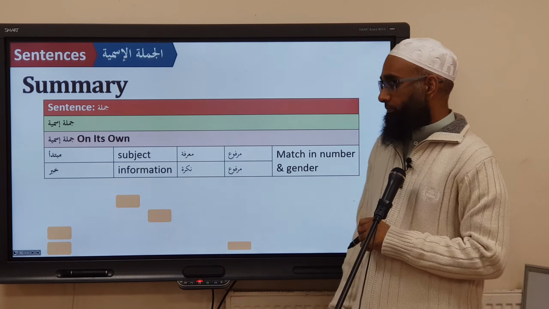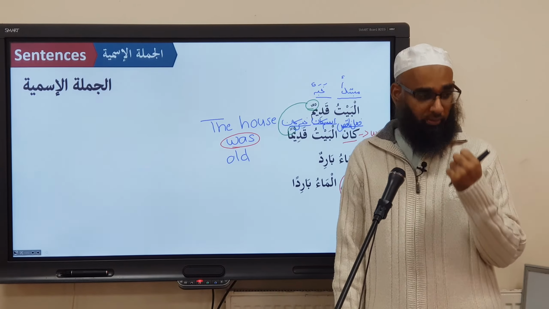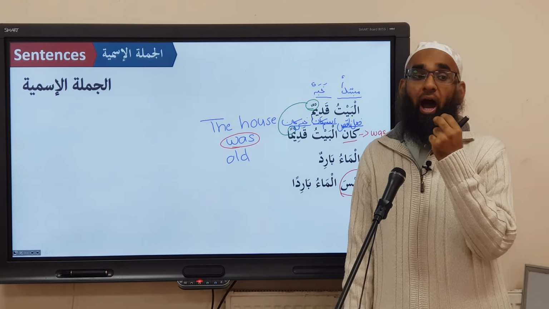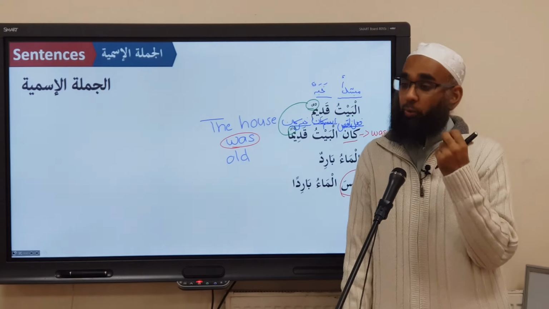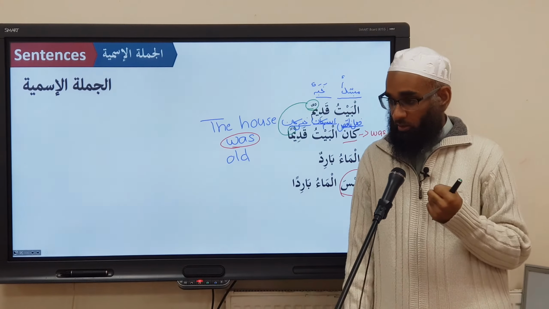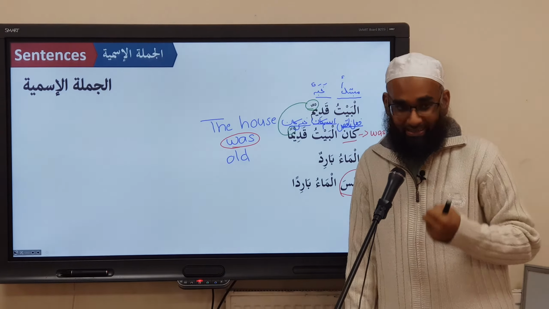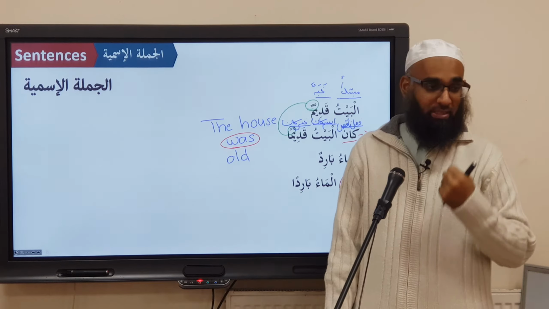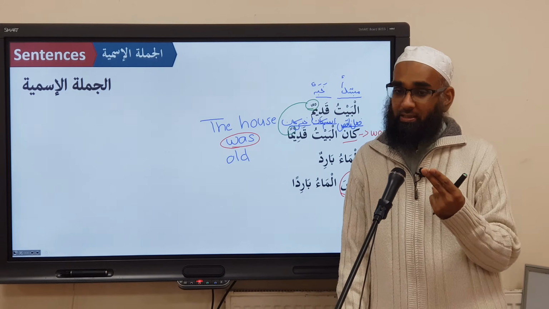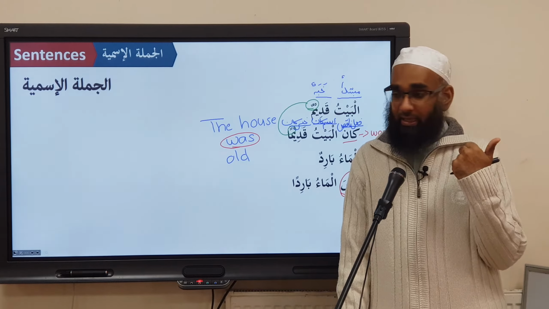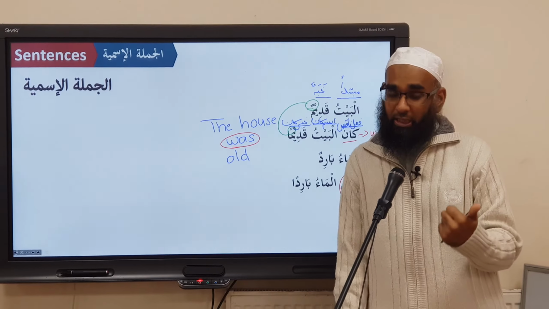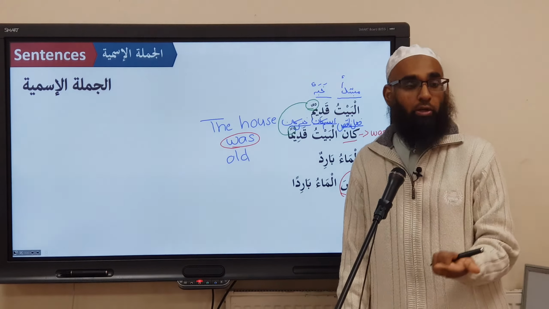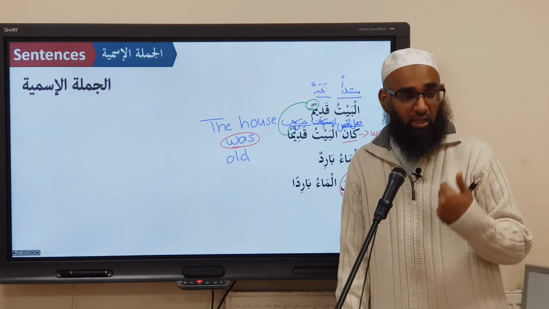So what have we done? We have added a fa'lun naqis to a normal jumlatun ismiyah. What were these two fa'lun naqis called? Kana and laysa. Kana changes the meaning to was, and laysa changes the meaning to is not. Correct? And it changes the grammatical function from marfu'.